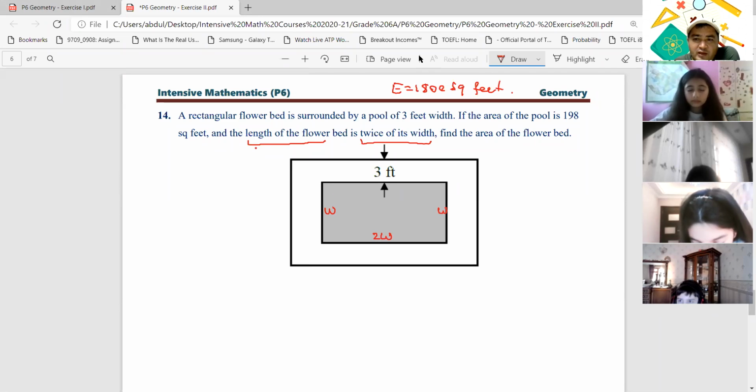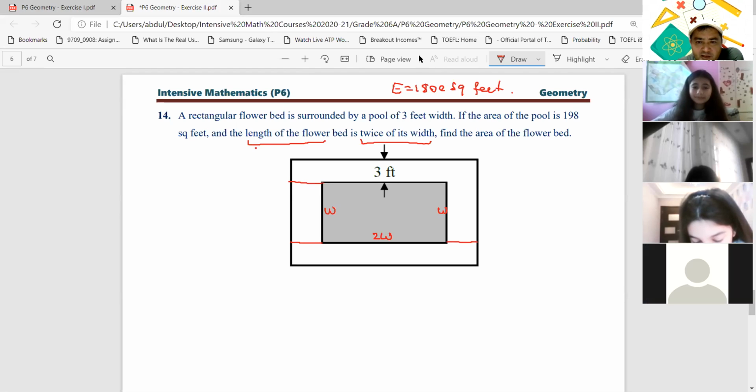Okay. So now the area of the pool is 198. So how do you find the area of the pool, right? If this one is W, if I just divide this again from here and from here, and also from here and from here, right? How many rectangles do we have here? 4. If this one is capital A, this is also capital A. They are the same. If this part is B and also this part is B, right? Now width is equal to 3. Also this one is 3, and also this one is 3, and also this one is 3.